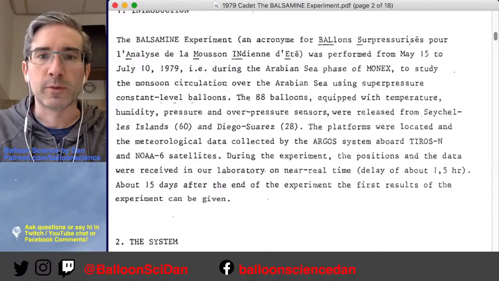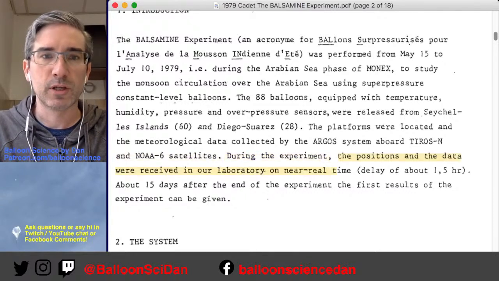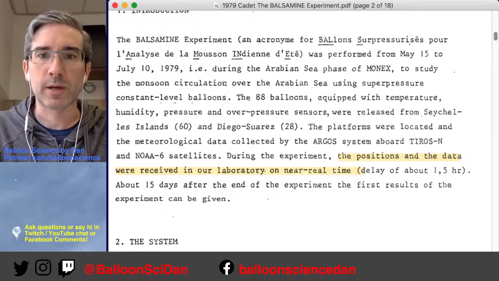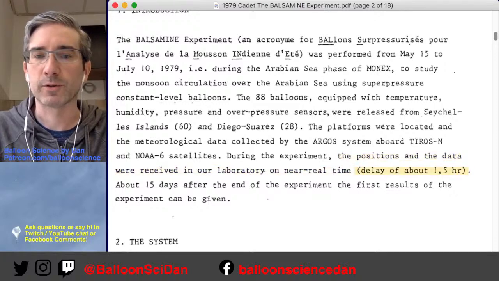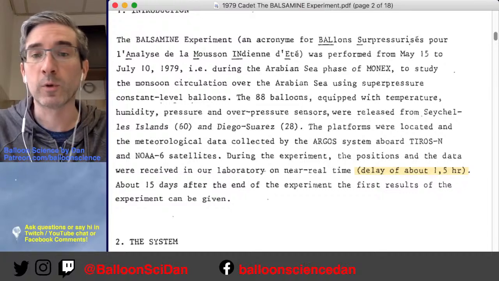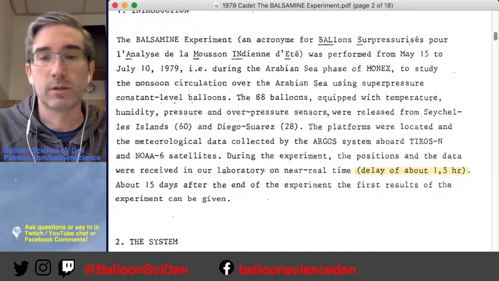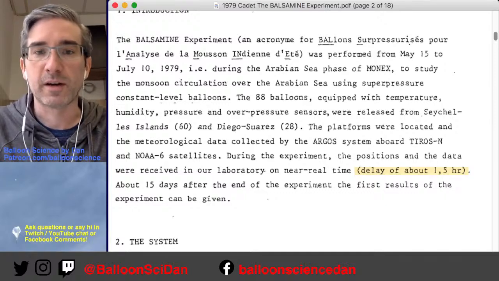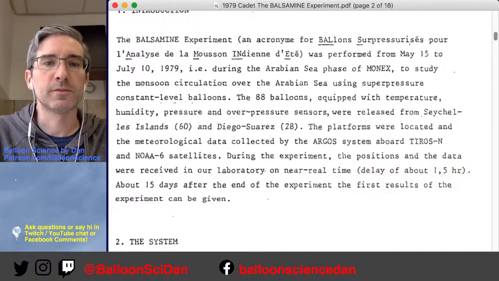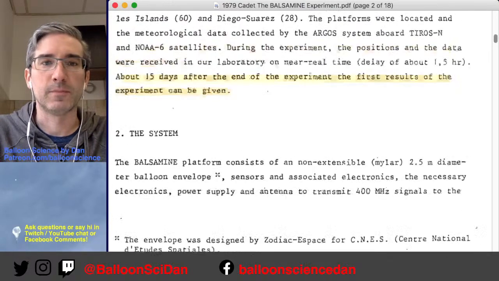During the experiment, which would be BALSAMINE, the positions and data were received in our laboratory in near real time, with a delay of about 1.5 hours. So the satellite would go overhead, apparently. One of the 2 satellites would pass over the balloons every 1.5 hours. After about 15 days after the end of the experiment, the first results can be given.